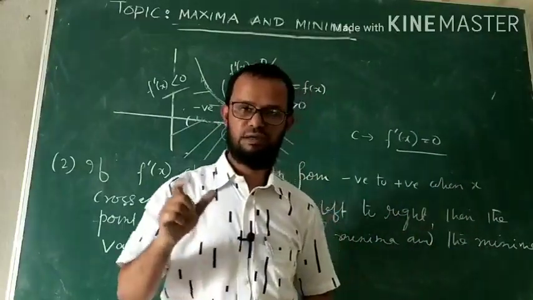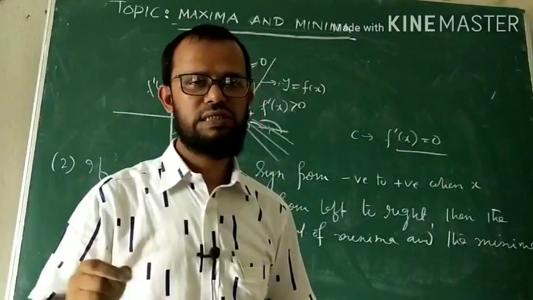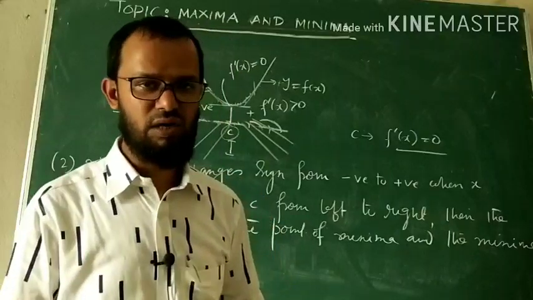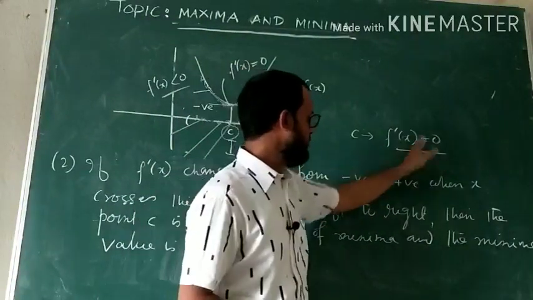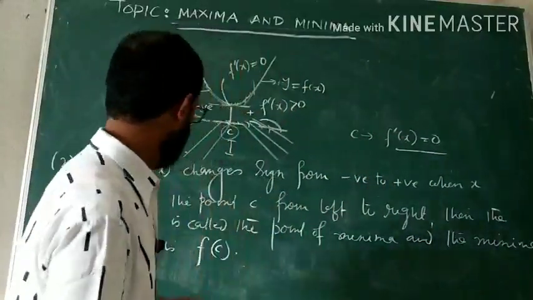At any point of the domain, f dash x should be 0. This is the necessary condition. It is not the sufficient one. It is just a necessary condition. So if this condition holds, a minimum or maximum value may be found.